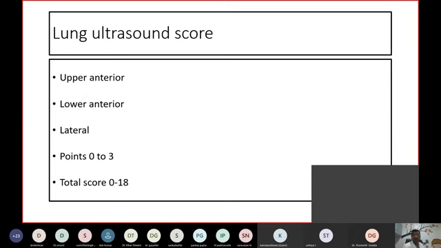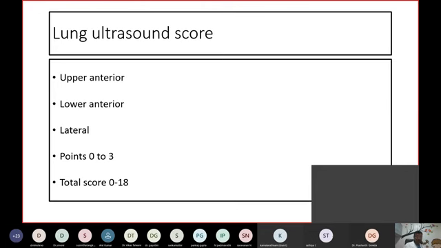So the lung ultrasound score for RDS, how we do it, it's very easy. You do lung ultrasound at 3 points: upper anterior, lower anterior, and lateral. So 3 points on each side, 6 points total, and each is scored from 0 to 3 based on the findings. So the minimum score will be 0 and the maximum score will be 18.